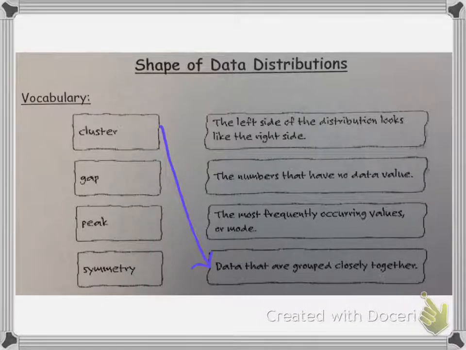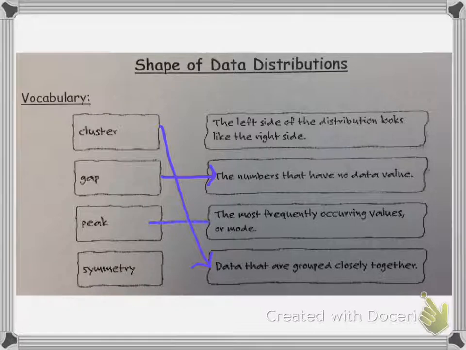So if we have a cluster of dots on a dot plot, we would show that in a sentence. A gap, if I have a gap, nothing fills that space. So a gap is the numbers that have no data value. A peak, think about a mountain at its peak, it's the top. Peak is the most frequently occurring values, which is also going to be our mode.